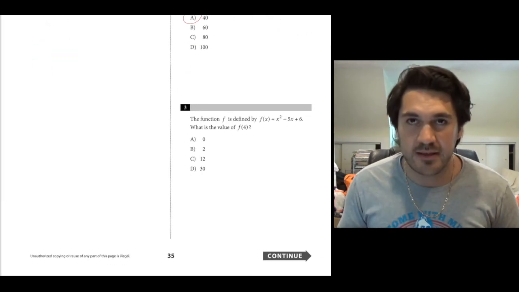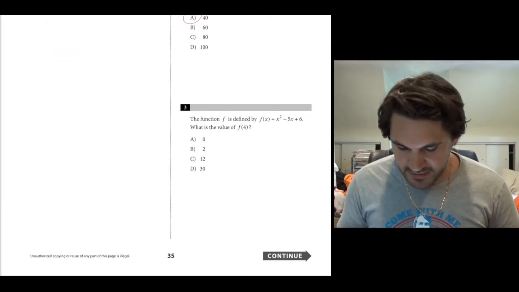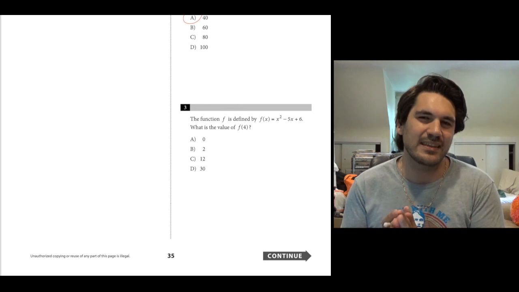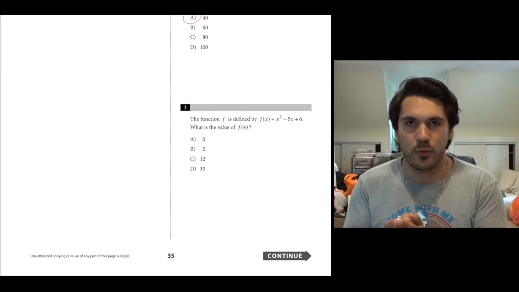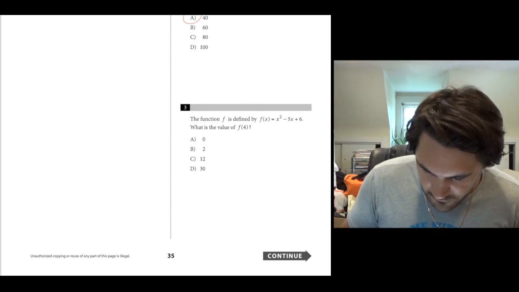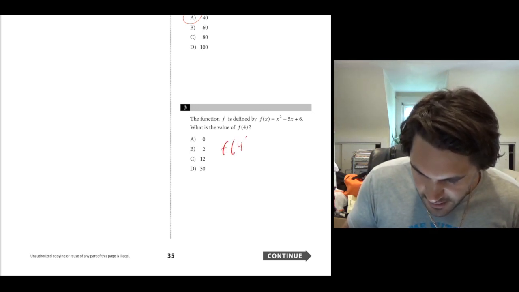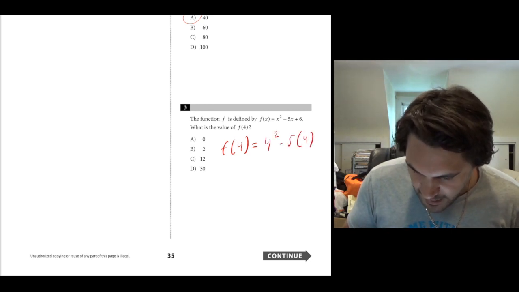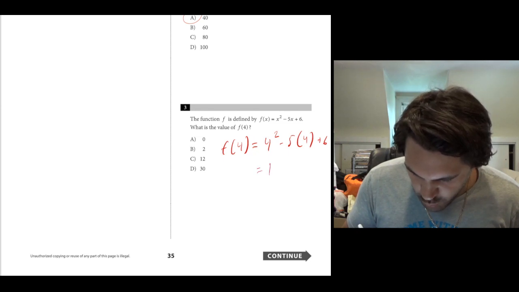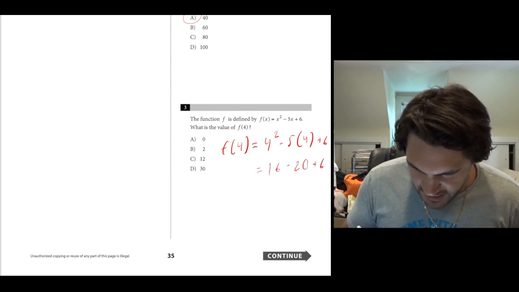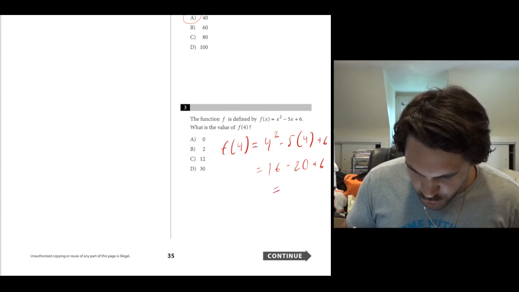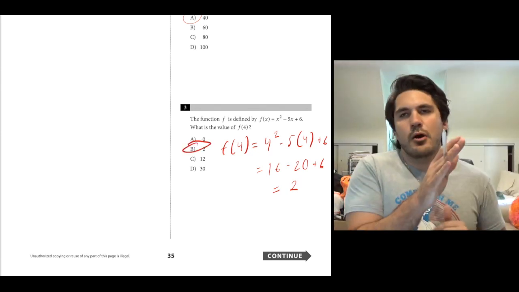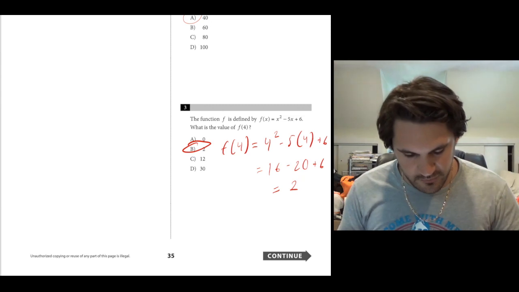The function f is defined by f of x equals x squared minus 5x plus 6. What is the value of f of 4? Whenever they ask you to calculate the value of f of anything, you just have to plug that value into the equation and get an answer. So f of 4 is going to be 4 squared minus 5 times 4 plus 6. So this is going to be 16 minus 20 plus 6, which is going to get us an answer of 2, B. Cool. Okay, chicos and chicas, let's go to number 4.